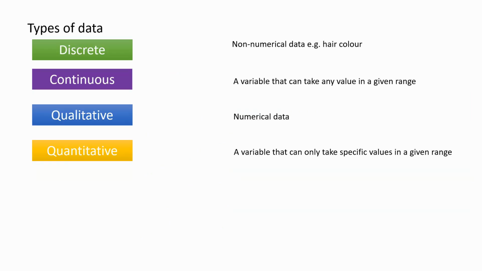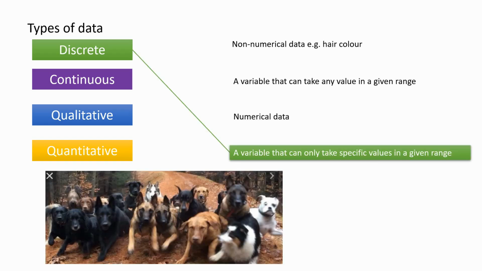Again, there are different types of data, so maybe pause the video and have a go. But discrete data, we would have spoken a lot about this on the course. So it can only take specific values. So you've got a nice picture of some dogs here. So the number of dogs, you can count those number of dogs, so that's why it's discrete.